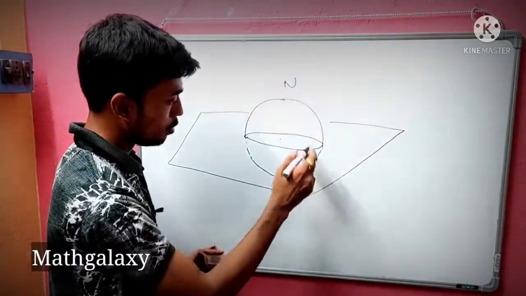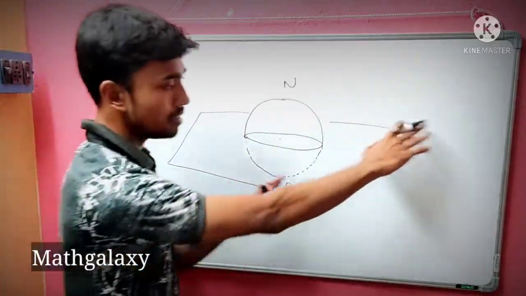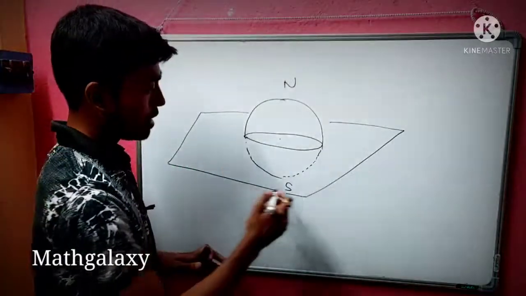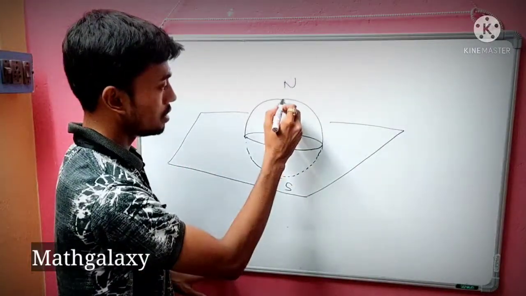Like this, the lower part is basically below this plane. So this plane is up to infinity everywhere. Got it? So that's the thing. And now you just take any point. So this is the north pole.